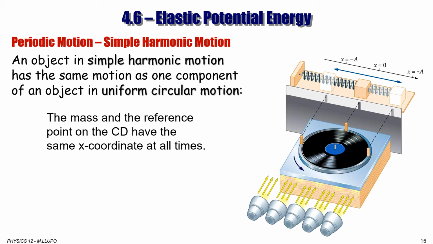Now let's compare this to a uniform circular motion. Let's say that we have a reference point here and we have a light here, where that reference point will cast a shadow here. As the reference point moves to this position here, the shadow is going to be at this point, and as the reference point moves to this, the shadow is going to be on this. So we had initially here, went to this point, went back, and when that reference point is here, the shadow goes back to the middle, and when the reference point is back to where it was, so is the shadow.